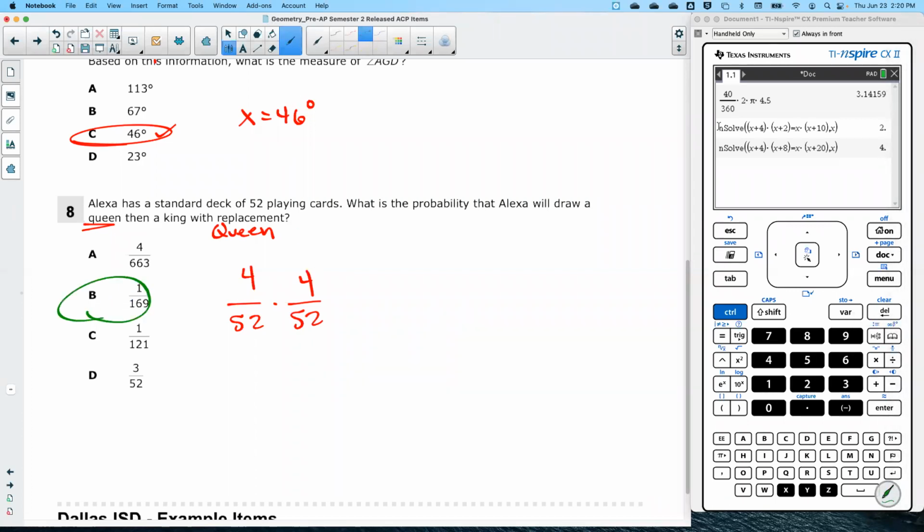Let me make sure again. It's been a long time. Make sure I'm right on number 8. Then you put 4 over 52 times 4 over 52 again, and you will get 1 over 169.